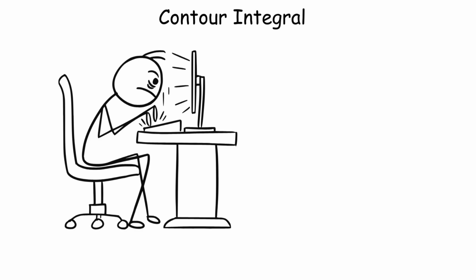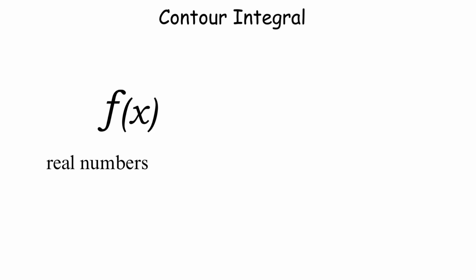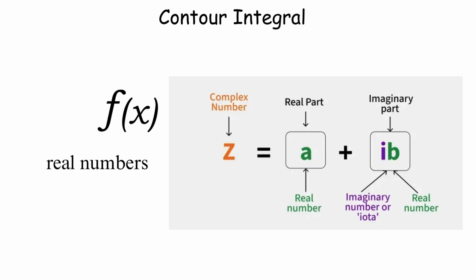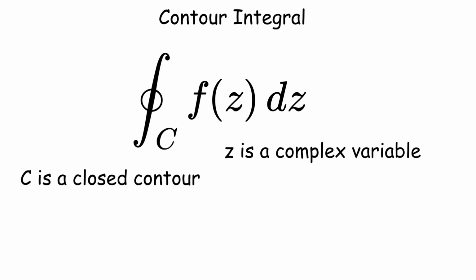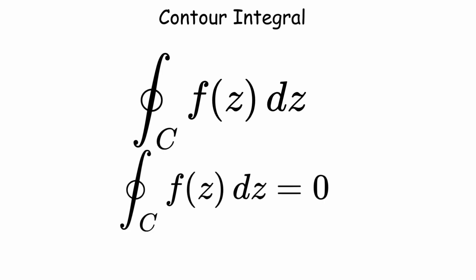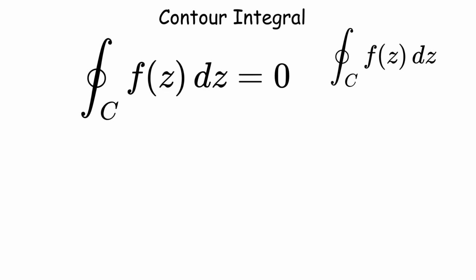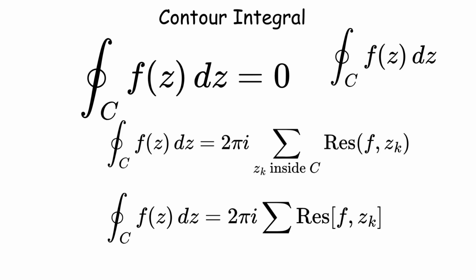Contour integral. So far, we've been dealing with functions that work on real numbers, but what about functions that work on complex numbers? We integrate along paths in the complex plane, using the integral over c of f of z dz, where c is a closed contour and z is a complex variable. This becomes incredibly powerful when combined with residue theory, because if f of z is analytic everywhere inside and on c, then the integral equals 0. But if there are singularities inside, then we can use the residue theorem to evaluate the integral.